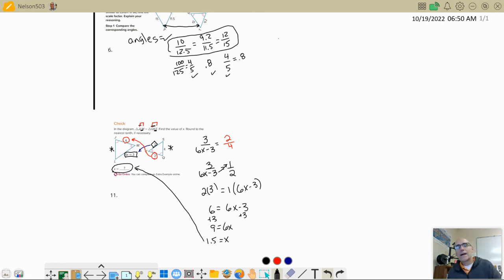I'm not trying to find a side length. They asked me to find X. I'm done. Now, on the test, we've kind of gotten suckered into that. We found our X, we got all excited, and we left that as our answer. Some of us did, and we didn't read the problem carefully. If it had said find LM, we'd have to take the 1.5 and plug it in for X right there, right?